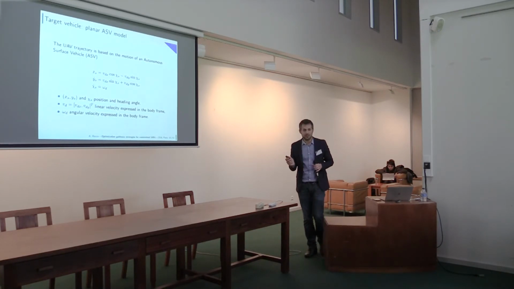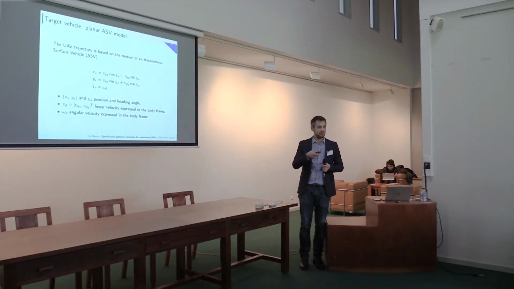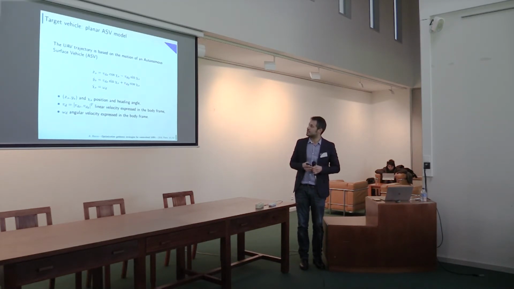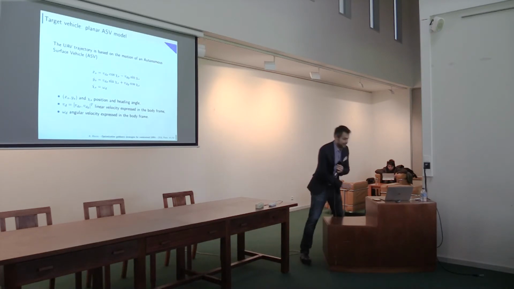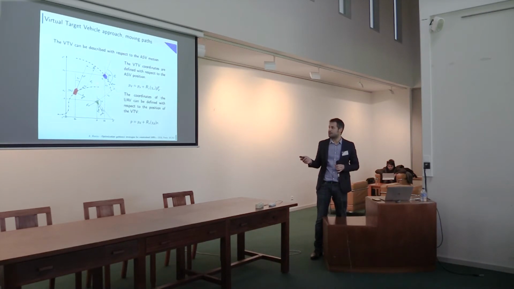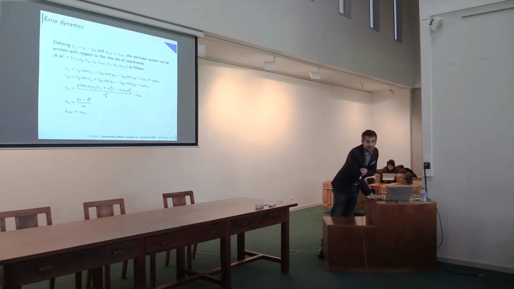Then the UAV trajectory depends on the marine vehicles. So we assume to have this motion of our ASV. Simple enough. And then we can describe the motion of our UAV with respect to a virtual target vehicle, which is the blue box here, which depends on the motion of our ASV, of our marine vehicles, which is this red one. We can describe the dynamics in this error. We can describe our model in this error dynamics.